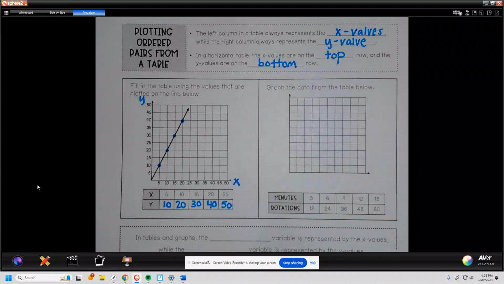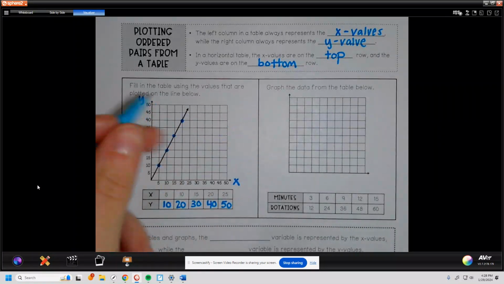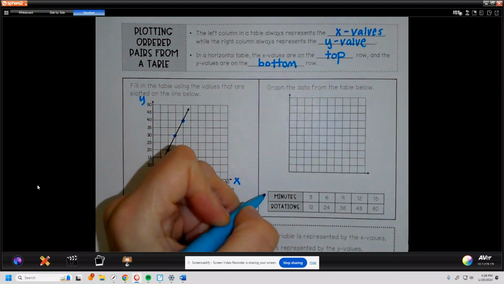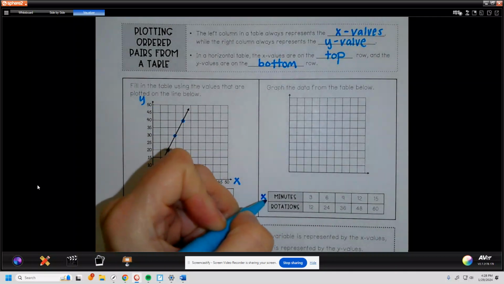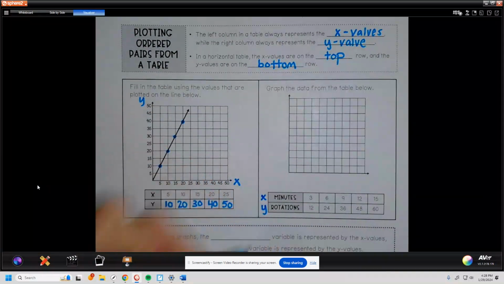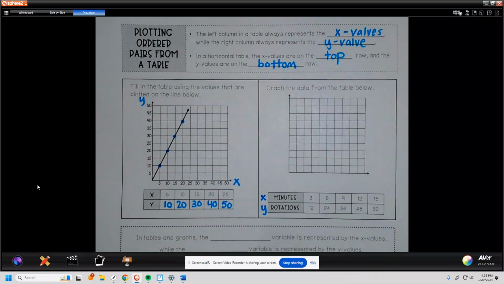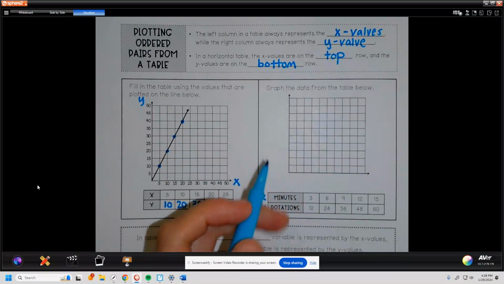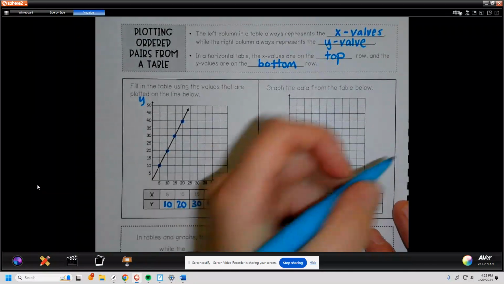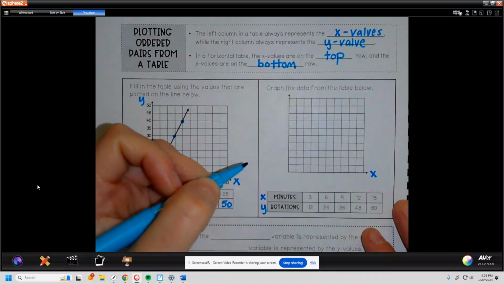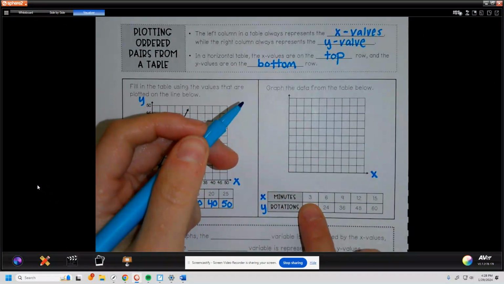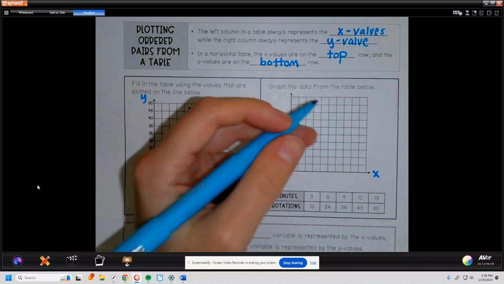All right, next we are going to take the table and turn it into a graph. So what you guys need to remember is that the x values are on the top. So that means minutes is x and rotations would be y. So when we go to fill in this graph, first let's label the x and y axis. So this one's the x. We need to put these numbers for the scale.